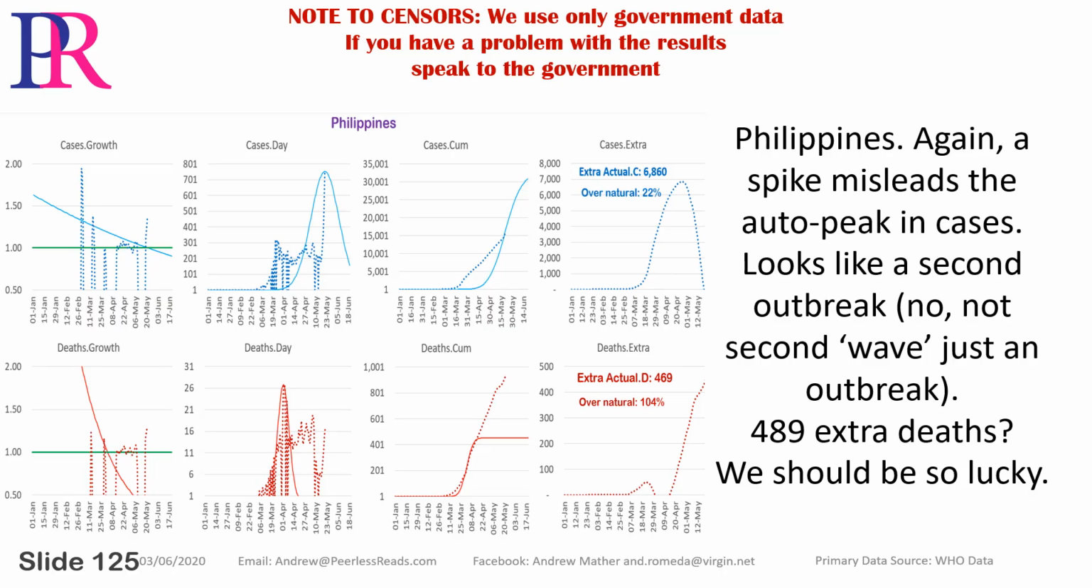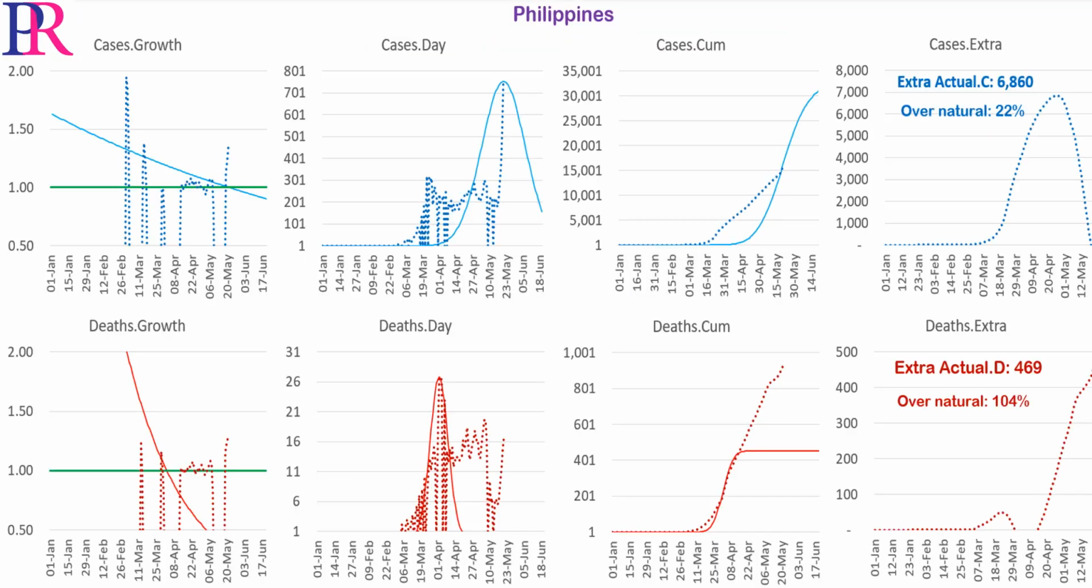Philippines, again a spike misleads the auto-peak in cases, looks like a second outbreak, no, not second wave, just an outbreak. 489 extra deaths, we should be so lucky.